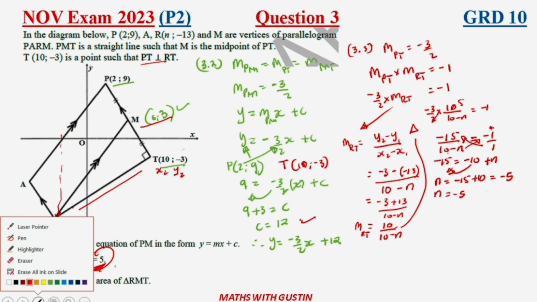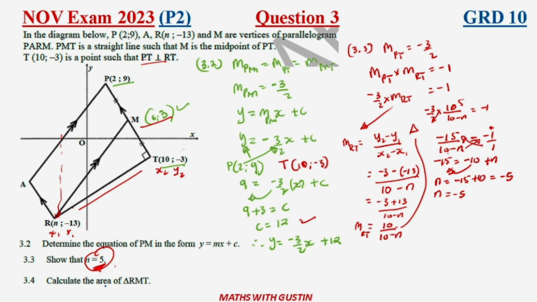All right, so let's move right along, moving to question 3.4. This is the last question. Oh, I'm out of space here. Okay, so I'll try to squeeze it here. Question 3.4 said, show that the area of R, M, T. Okay, they want us to calculate the area of this triangle.